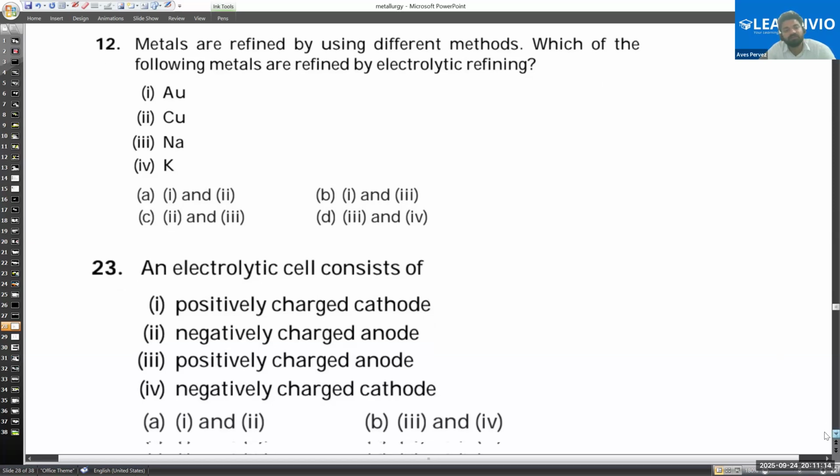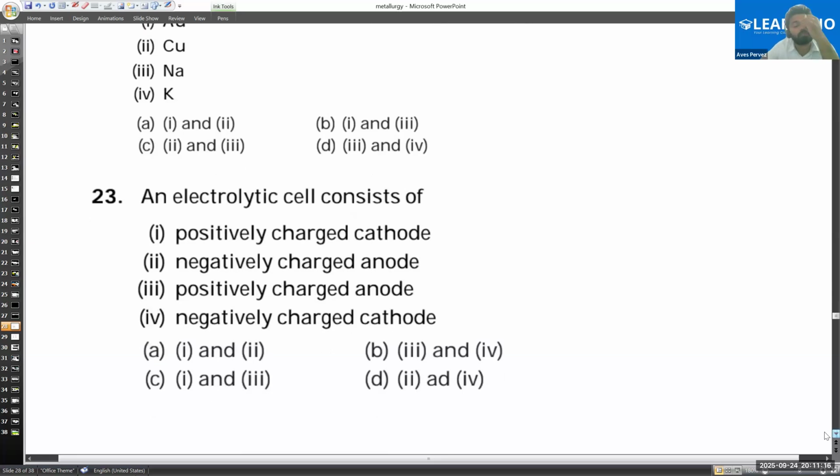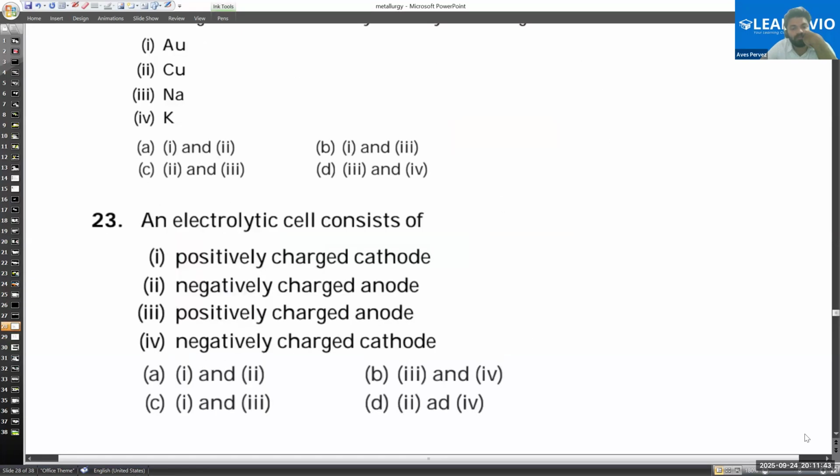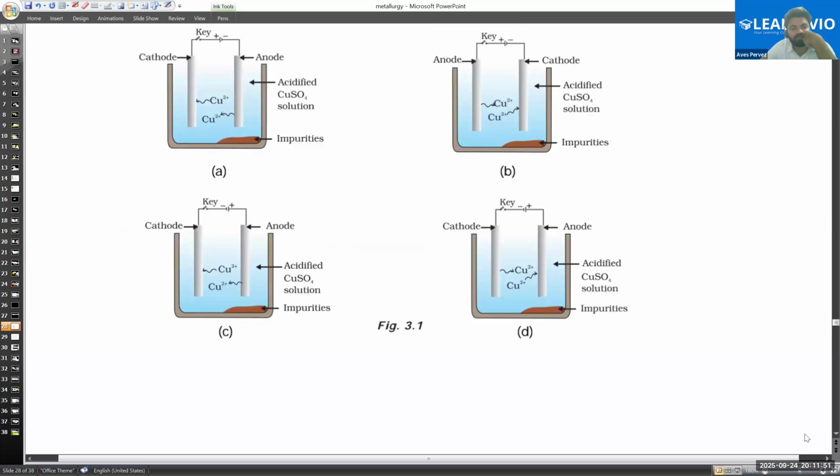What's the answer for this question? Sir, option B. Option B. You're saying B. Third: positively charged anode and a negatively charged cathode. Good. Third and fourth are correct.